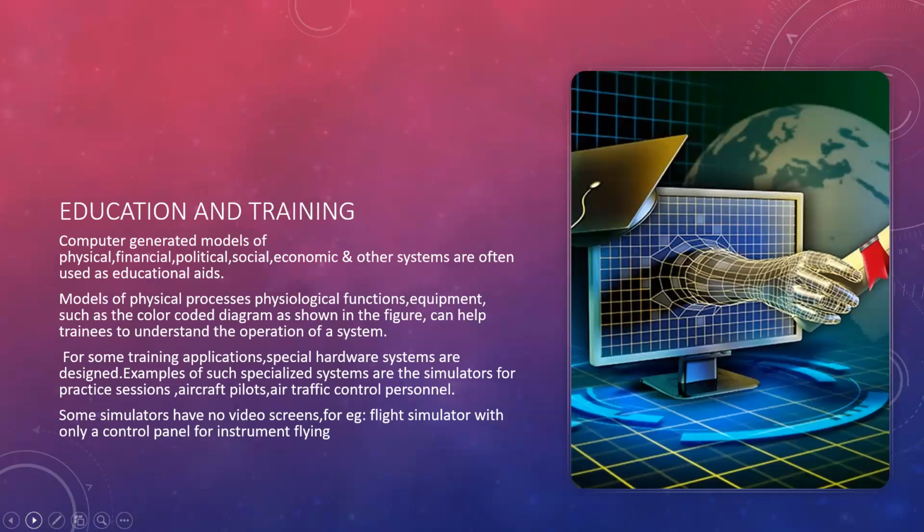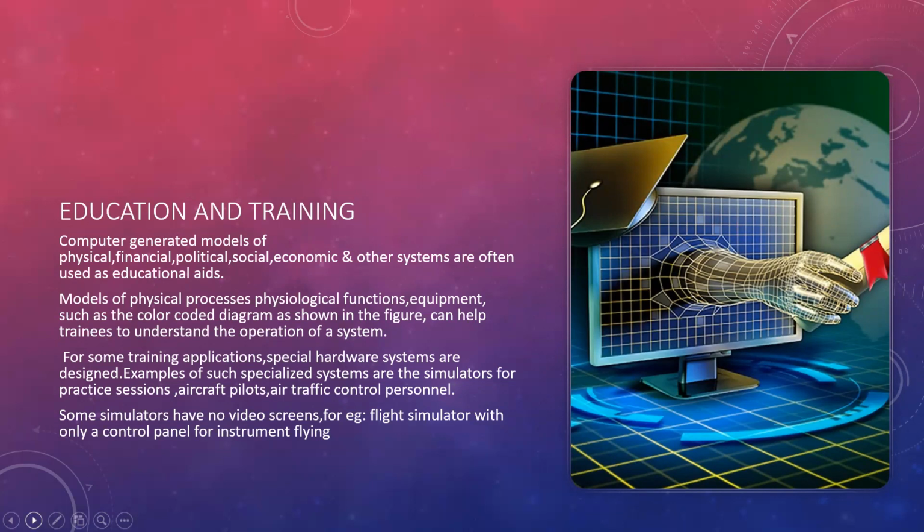Computer-generated models of physical, financial, political, social, economic, and other systems are often used as educational aids. Models of physical processes, psychological functions, and equipment, such as the color-coded diagram shown in the figure, can help trainees to understand the operation of a system.